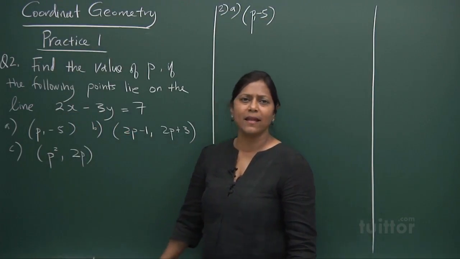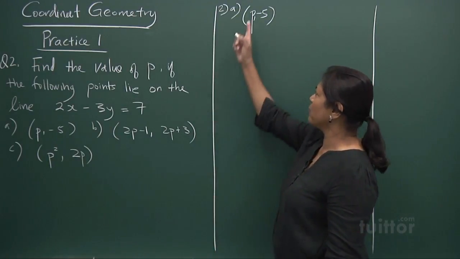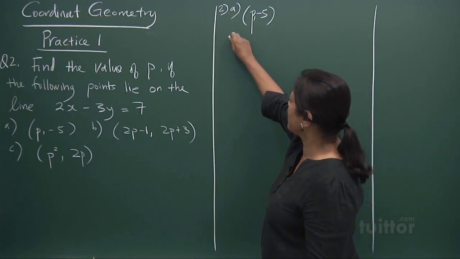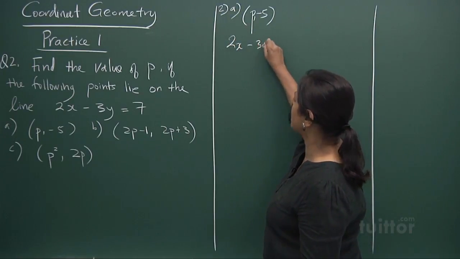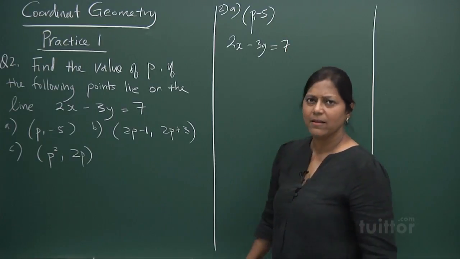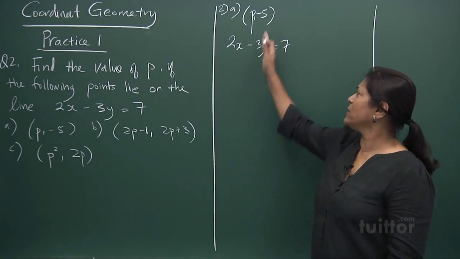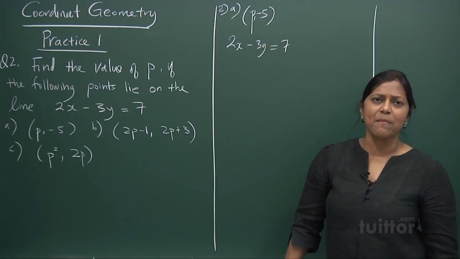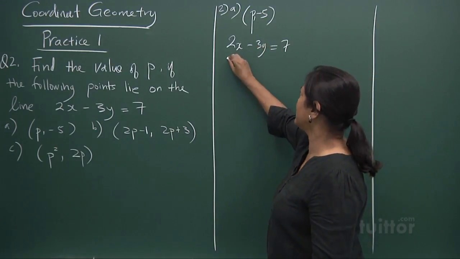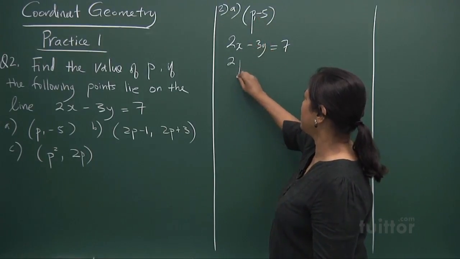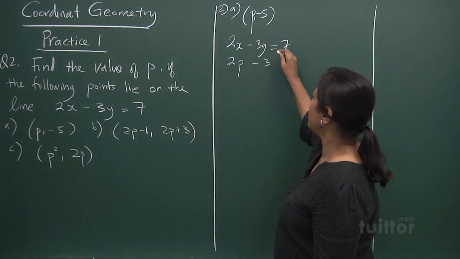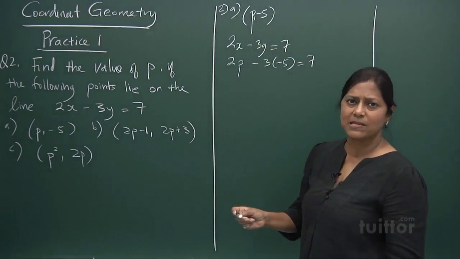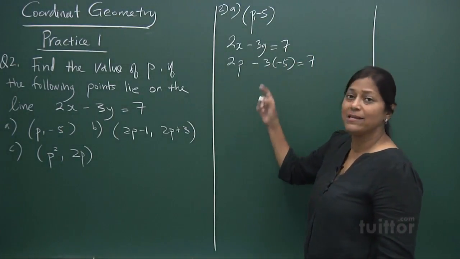Let's look at case A. P is your x, and your y is minus 5, and the equation is 2x minus 3y equals 7. Now, what we can do is substitute them in. Your y is actually minus 5. So I say 2 times your x, which is p, minus 3 times your y, which is minus 5, equals 7. And that value here is 15.